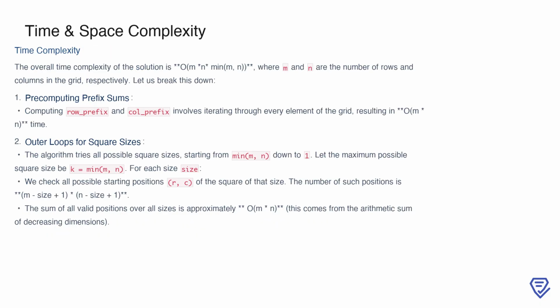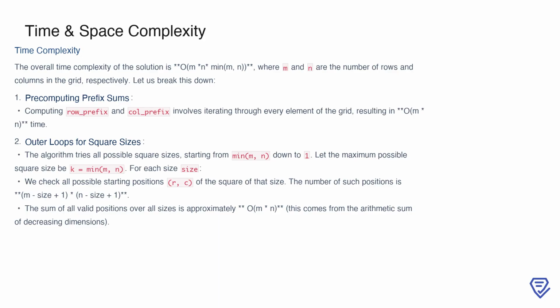The time complexity of the solution is O(m * n * min(m, n)), and we can understand this by breaking it into its components. First, we have the pre-computation step where we calculate prefix sums for rows and columns. This involves iterating through every element in the grid, so this step alone contributes O(m * n).